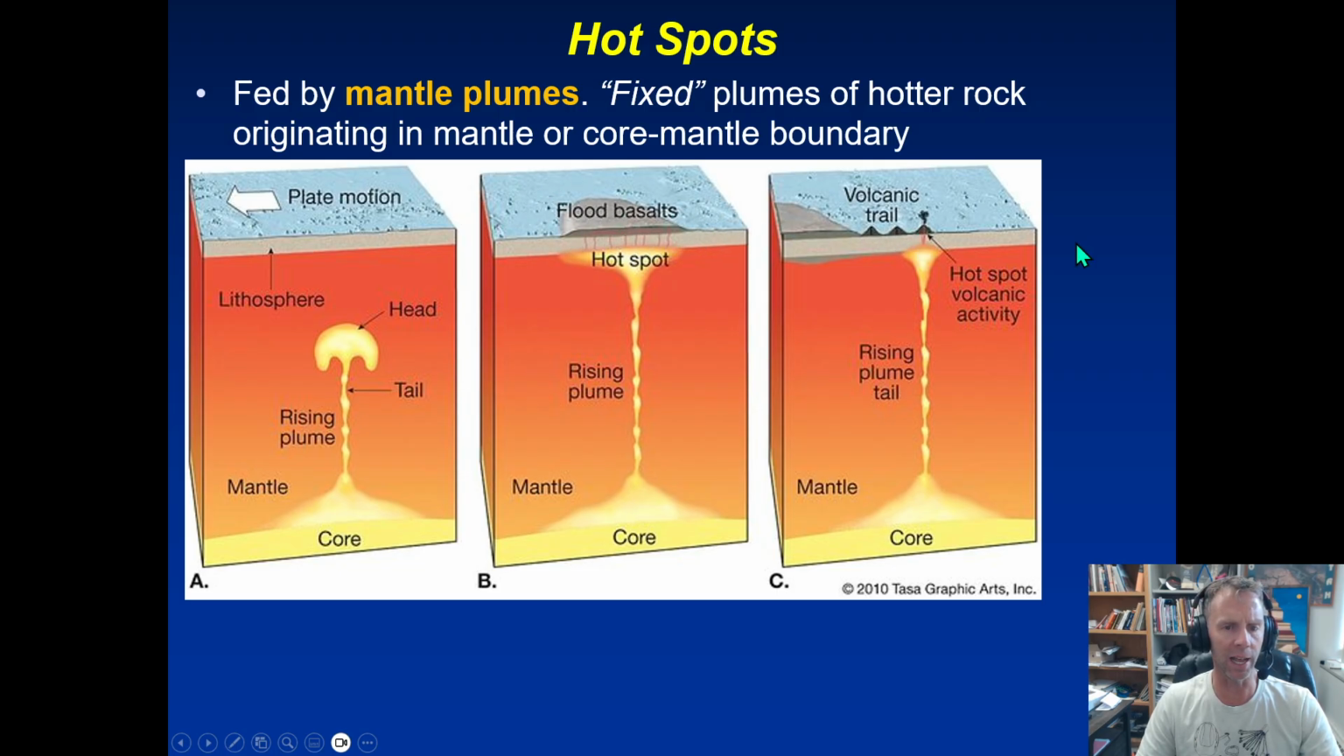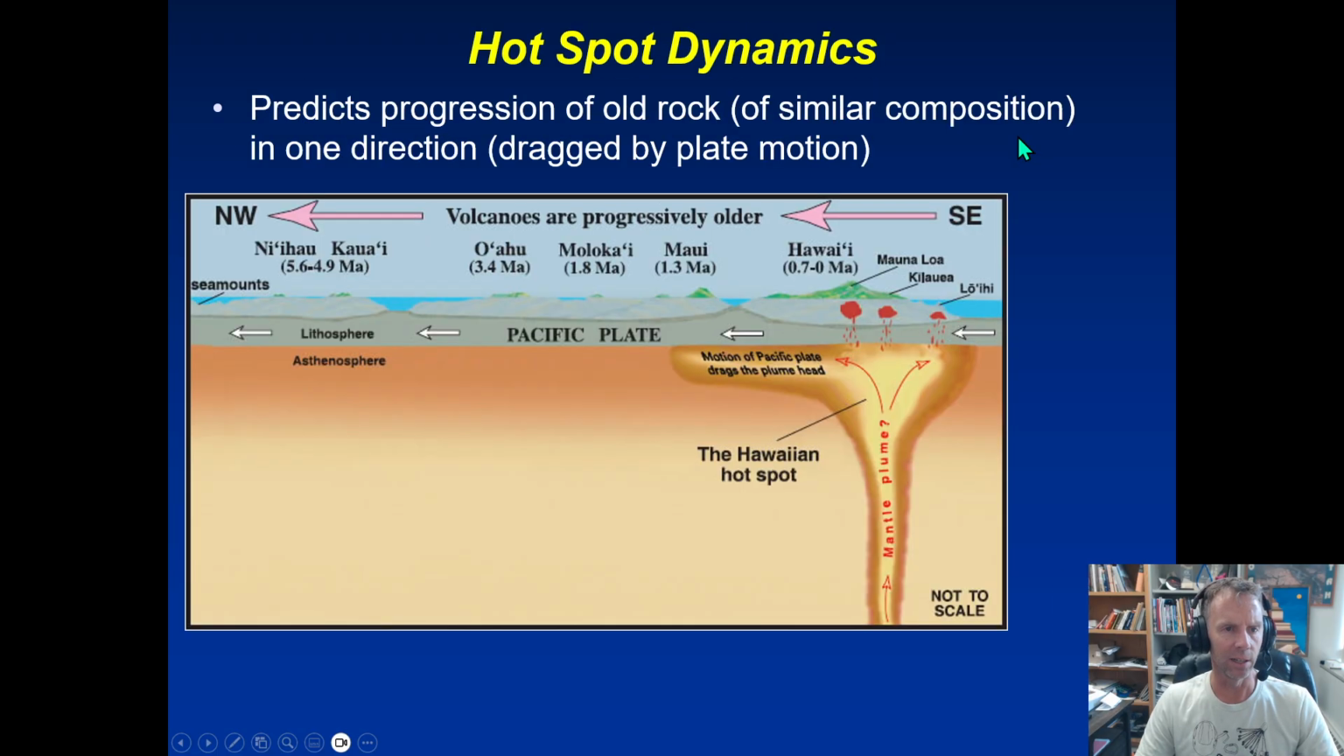And then over time, because the lithospheric plate up here, the crust, is moving, that will in this case move off to the left. And as we just have the rising tail portion of the plume, we'll have a series of volcanoes that get older in one direction and younger in another direction. So this is a classic idea of these hotspots.